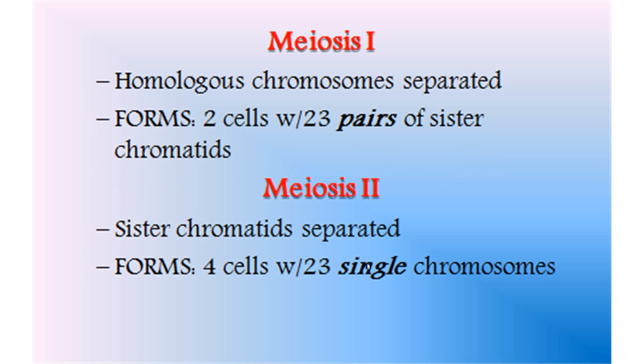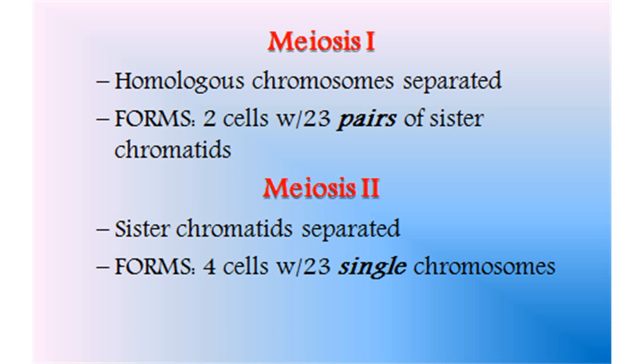As if your lives weren't already complicated enough, there are 2 parts to meiosis, meiosis 1 and meiosis 2. They do different jobs, although they do have the same stages happening. Before we get into that, let's look at what happens in meiosis 1. Meiosis 1 is going to separate homologous chromosomes. That's going to give you 2 cells which each have 23 pairs of sister chromatids. No homologous chromosomes at the end of meiosis 1.